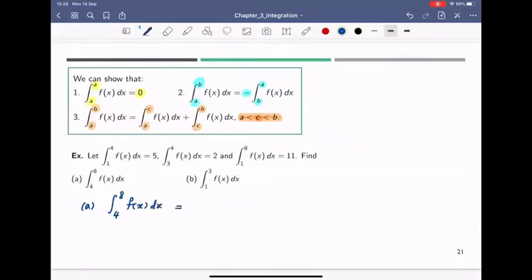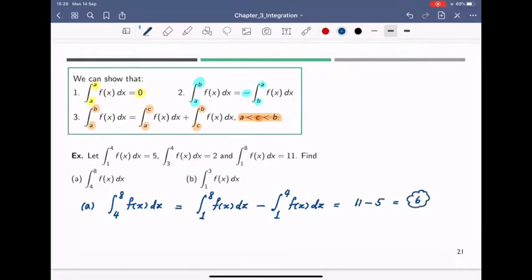Well, because I know the integral from 1 to 8 and the integral from 1 to 4, this is going to be my integral from 1 to 8. That means you compute the area under the curve y equals f of x from x equals 1 to x equals 8. And then you subtract the integral from 1 to 4 of f of x dx, which gives you back the integral from 4 to 8. And that is 11 minus 5, which is 6.